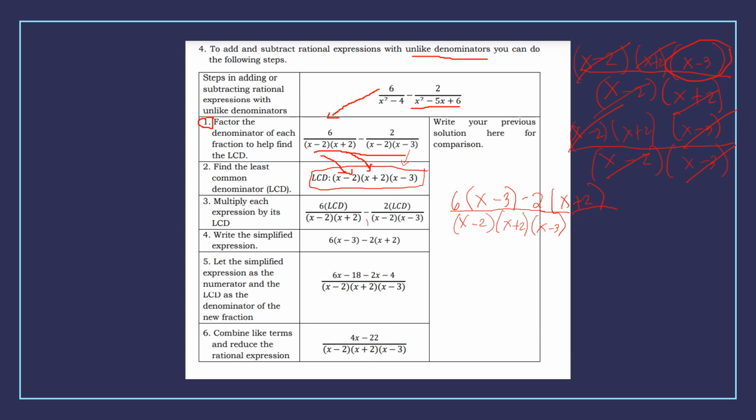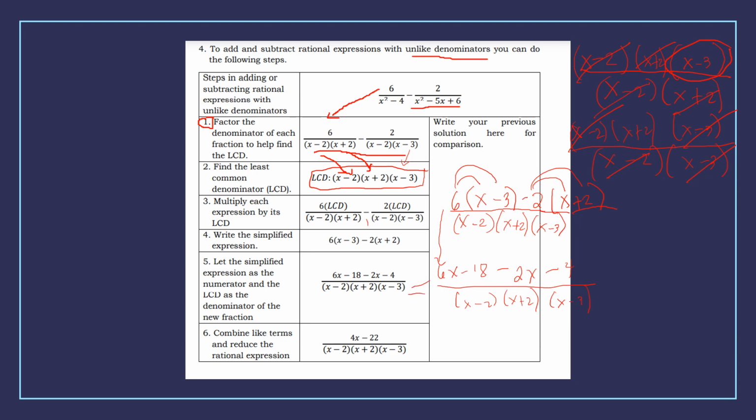And from there, we will distribute 6 to x minus 3, negative 2 to x plus 2. So that's why we have 6x minus 18 minus negative 2 times x is negative 2x, negative 2 times 2 is negative 4 over x minus 2, x plus 2, x minus 3. And they're the same.